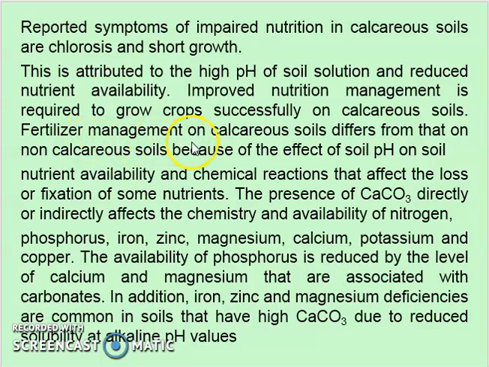Fertilizer management on calcareous soil differs from that on non-calcareous soil. So when you fertilize, you should be careful, and you have to understand how to deal with this type of soil and how to address the nutrient non-bioavailability in calcareous soil.